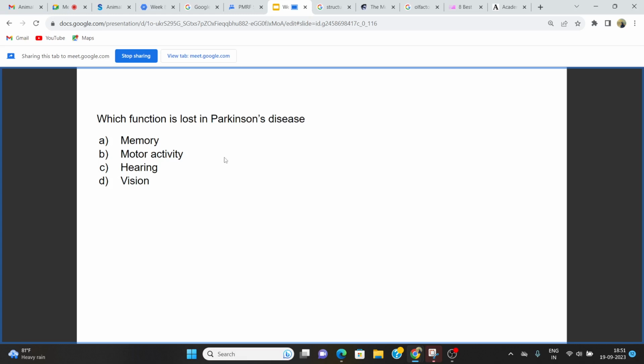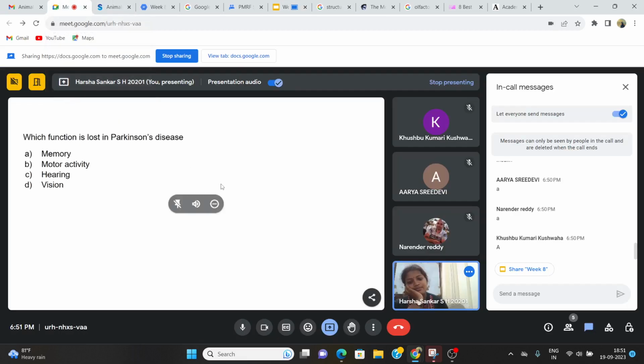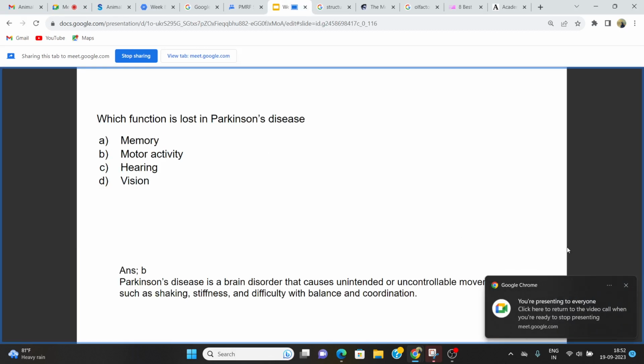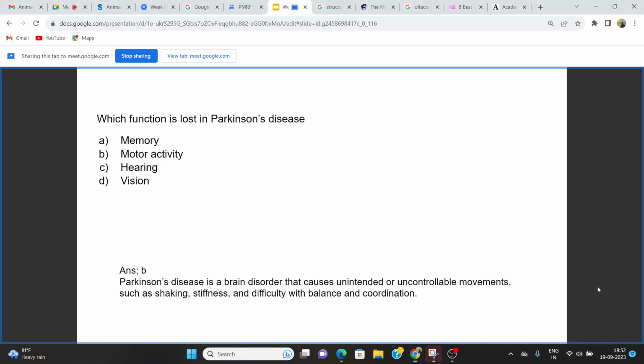Which function is lost in Parkinson disease? Memory, motor activity, hearing, or vision? Yeah, the correct answer is motor activity. We just discussed this. Basically, it's a disorder caused by uncontrolled movements. We are unable to control our movements, right? Unintended movements can occur due to the disorder. It includes shaking, stiffness of the body, and even difficulty in balance and coordination.